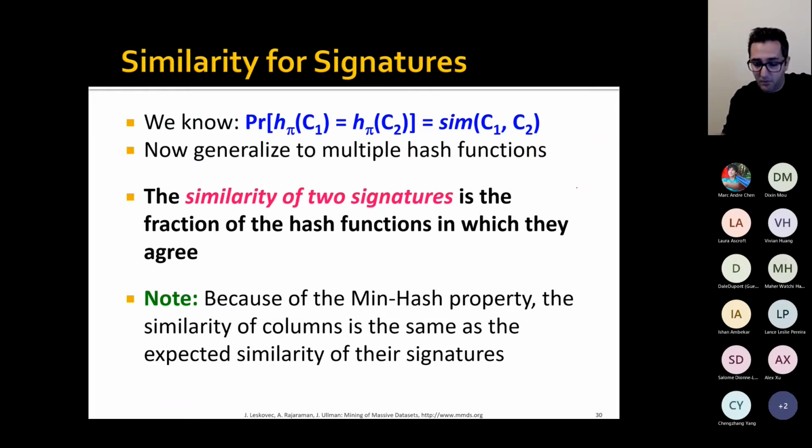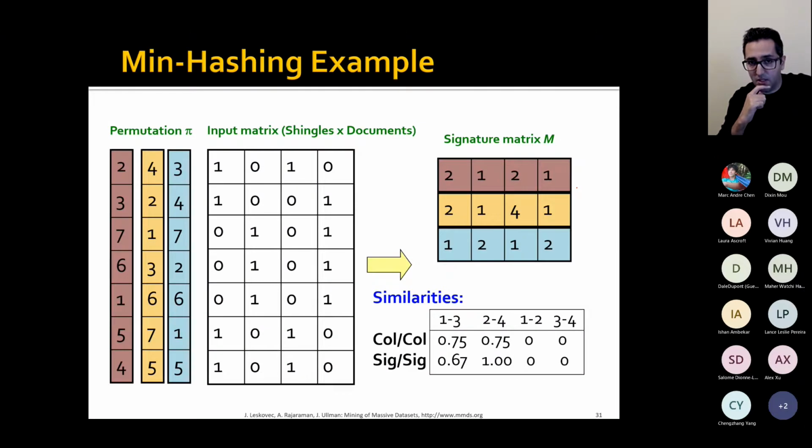Moving forward, what does it mean? Okay, so again, let me explain this using an example. We have the original matrix, permutations, and we came up with the signature matrix. Now how can we use the signature matrix? First, let's look at Jaccard similarity. Now you master this, so you can look at two columns here and tell me the Jaccard similarity.